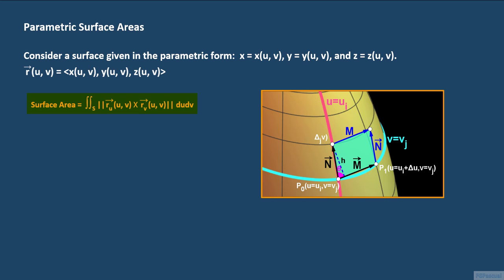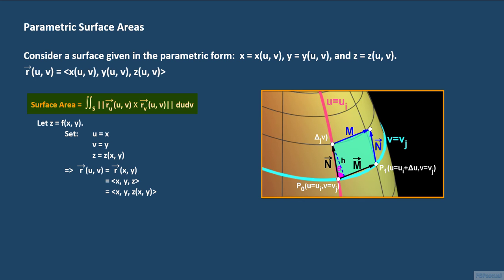Now let's consider the specific case when z is a function of both x and y. That is, z equals f of x, y. We set the parameter u to be equal to x, and we set the parameter v to be equal to y. And so z of u, v is equal to z of x, y. The vector function r of u, v now becomes r of x, y, and this is x, y, z of x, y.